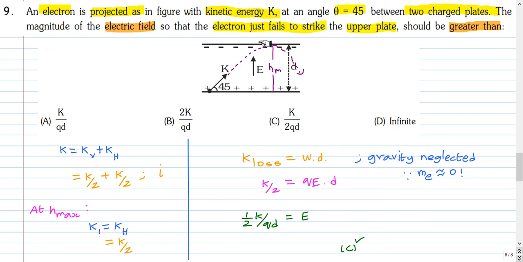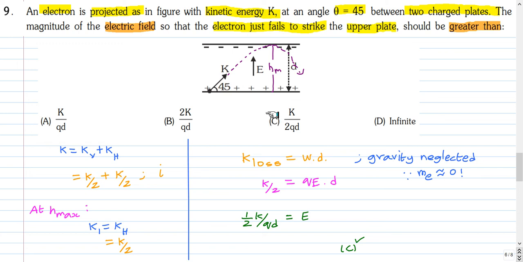So at the maximum height point, the vertical velocity is 0. The horizontal component of the velocity will not change because there is no acceleration in the horizontal direction. So at the maximum height point, the kinetic energy will be just the horizontal component, that is K by 2. So there is a loss of kinetic energy, and that goes into the work done against the electric field.